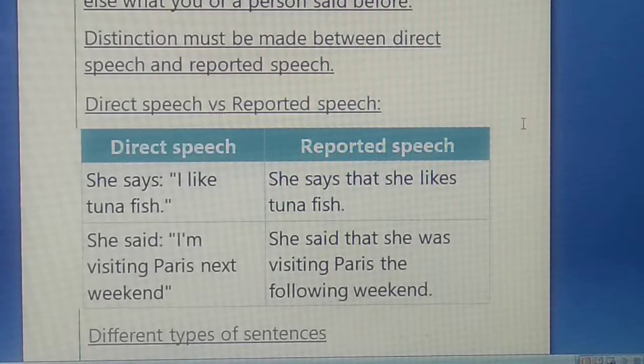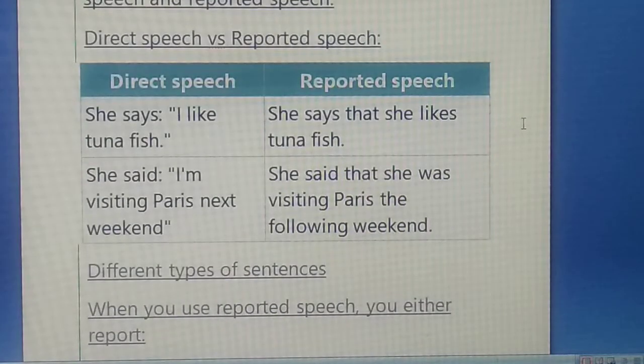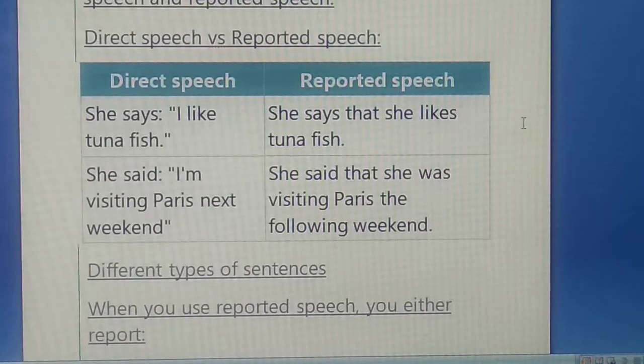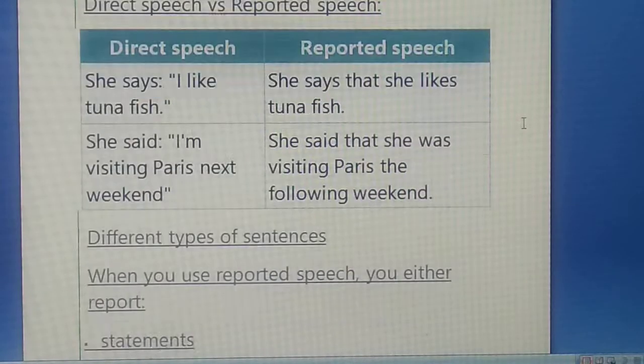Then the next one, she said, I'm visiting Paris next weekend. She said that she was visiting Paris the following weekend. Okay, am becomes was. Visiting remains the same continuous tense.